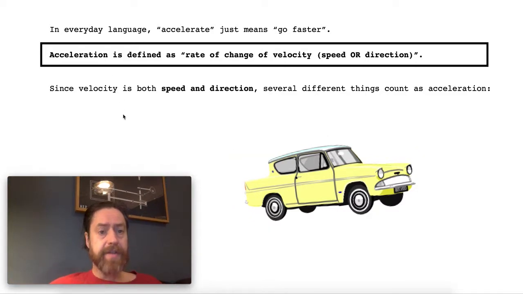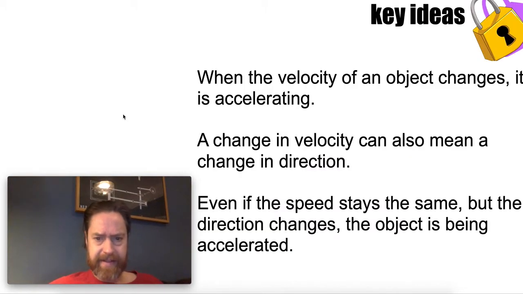Okay, so that's what acceleration is. The next slide just simply has some key points. If there's anything you've not taken down, stop this now and take these down. So when the velocity of an object changes, it's accelerating. A change in velocity can also mean a change in direction. And then the final bit, even if the speed stays the same but the direction changes, it is being accelerated.